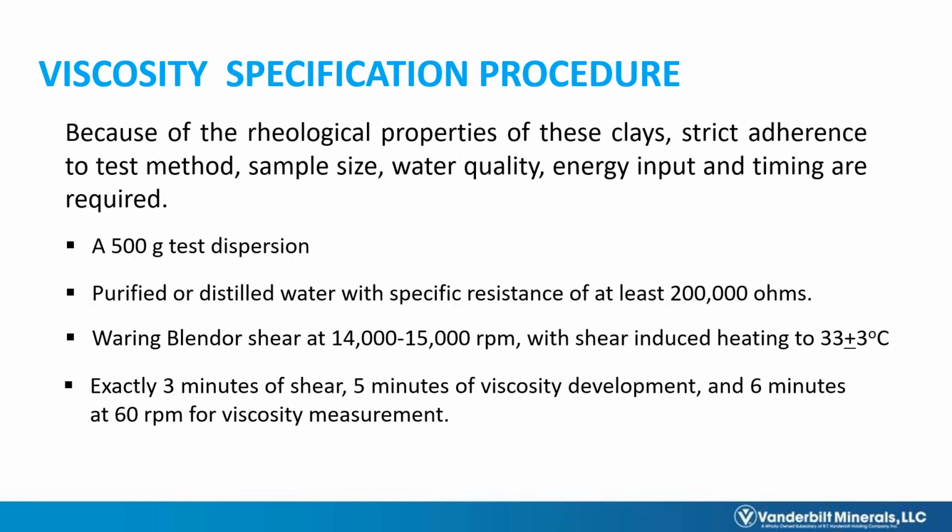Because of the rheological properties of these clays, strict adherence to test method, sample size, water quality, energy input and timing are required. A 500-gram test dispersion. Purified or distilled water with specific resistance of at least 200,000 ohms. Waring blender shear at 14,000 to 15,000 rpm, with shear-induced heating to greater than 30 degrees Celsius. Exactly 3 minutes of shear, 5 minutes of viscosity development, and 6 minutes at 60 rpm for viscosity measurement.